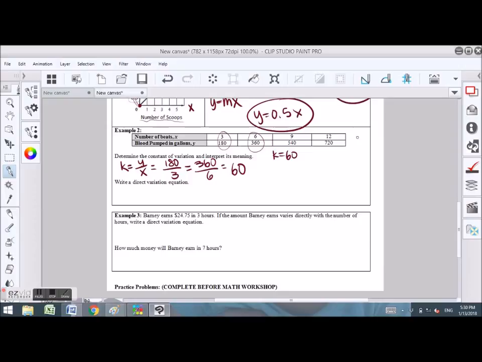Now what does that mean? Again, look at what these variables say. The number of beats and the blood pumped in gallons are y. So y up here is the amount of blood and x is the number of beats. So when it's simplified down, we know, even though we don't have to write it out, that it's 60 over 1. Remember, this is the same thing as unit rate. So y is the blood pumped in gallons, and 1 is the number of beats it takes. So we can interpret this as, for every beat, which is x, 60 gallons of blood are pumped.